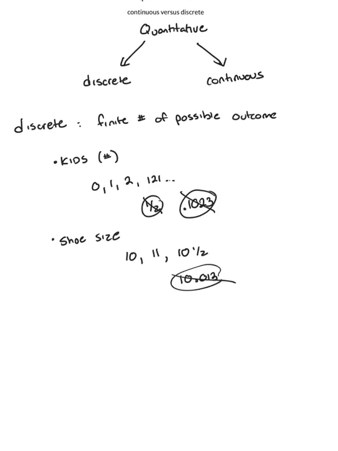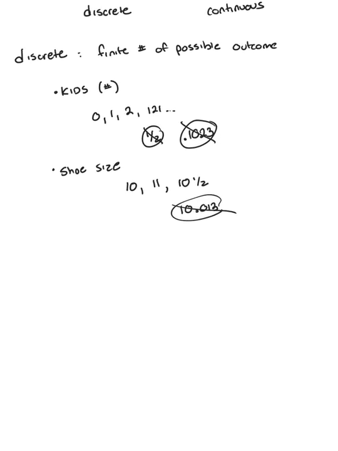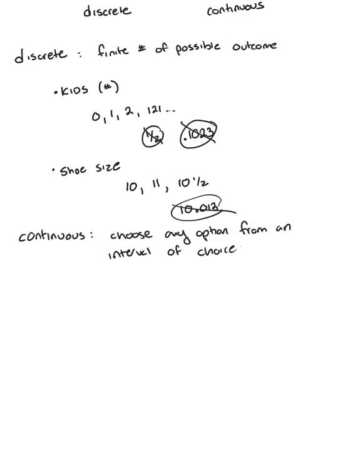Now, this could be compared to continuous variables. So with a continuous variable, you can choose any option from an interval of choices. Now, specifically what this is telling us here is that you're not limited to just a couple different options.